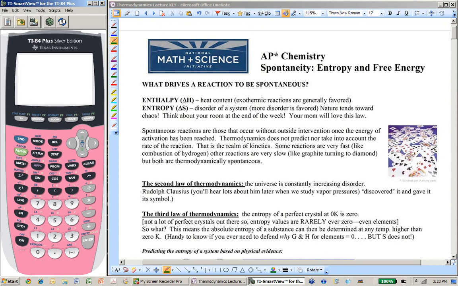Alright, so what is it exactly that drives a reaction to be spontaneous? We do use the phrase drives a reaction quite often, and overwhelmingly there are two concepts that drive a reaction. There are many other smaller factors, but overwhelmingly the two big ideas are the enthalpy and the entropy. So let's talk about each of those terms. The enthalpy, which is our delta H term, is the heat content, and generally exothermic reactions are favored.